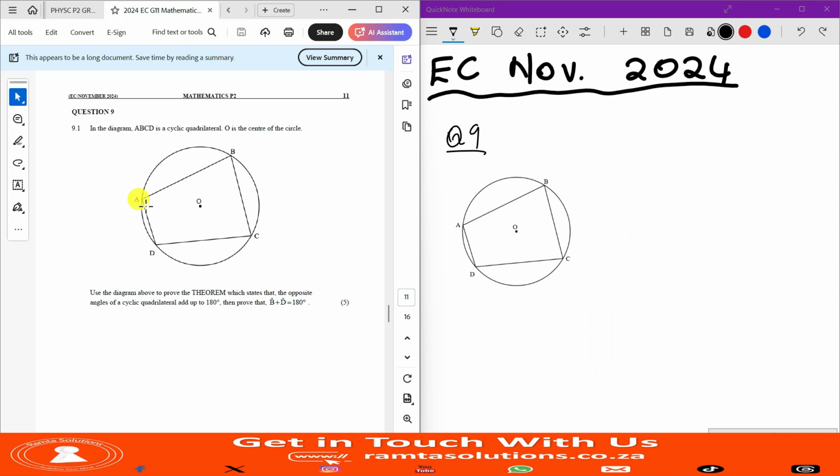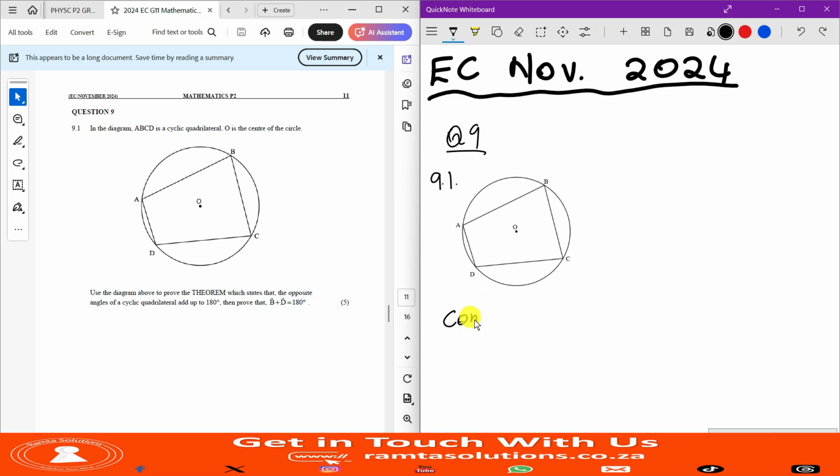In the diagram, ABCD is a cyclic quadrilateral. O is the center of the circle. Okay, we can see that. Use the diagram above to prove the theorem which states that the opposite angles of a cyclic quadrilateral add up to 180 degrees. That is, prove that angle B plus angle D is equal to 180 degrees. So this is question 9.1.